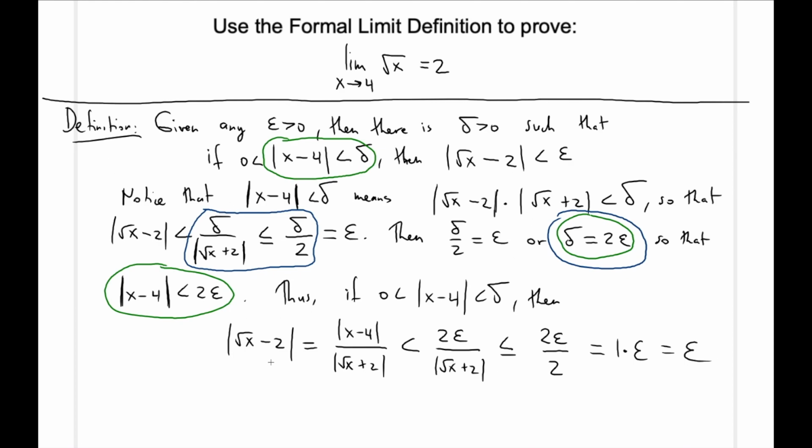We showed that this side of this inequality is less than, here's your less than sign right there, the epsilon which you see right there. So we've successfully proved that this limit of the square root of x function as x approaches 4 is indeed 2.